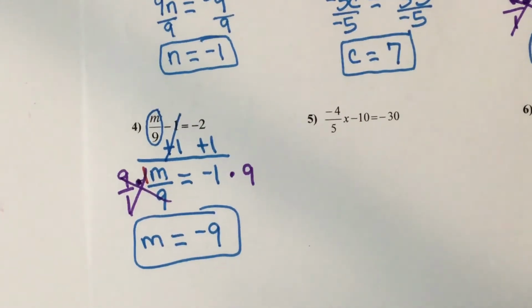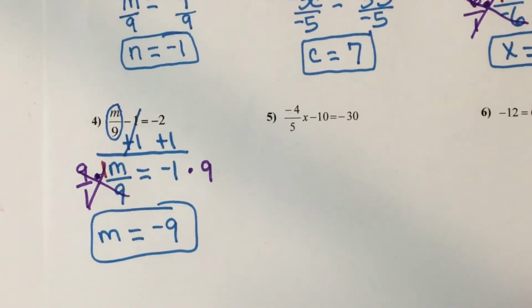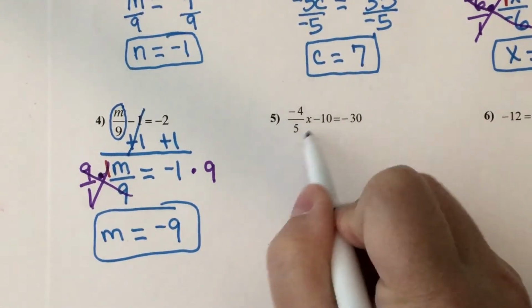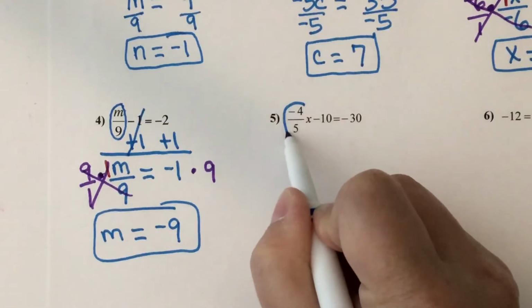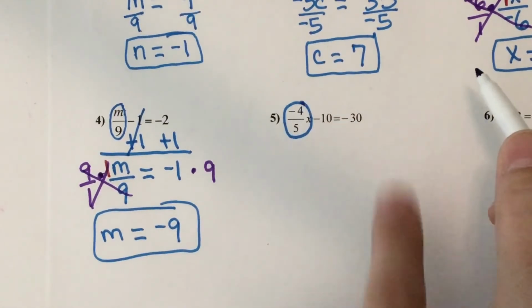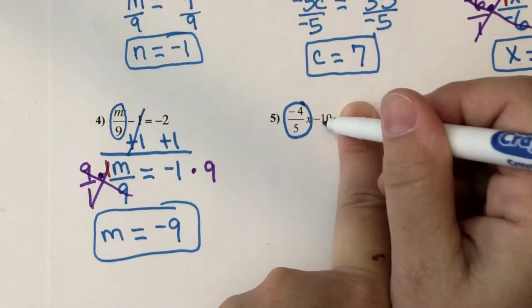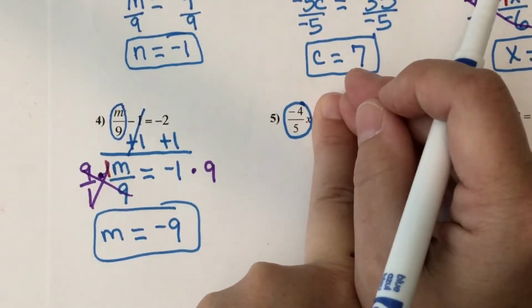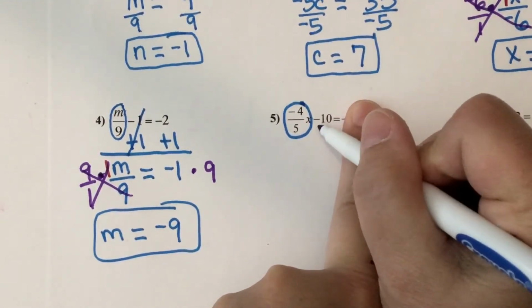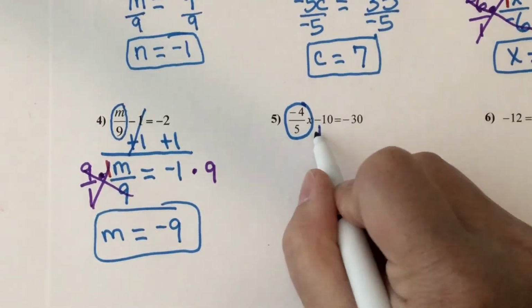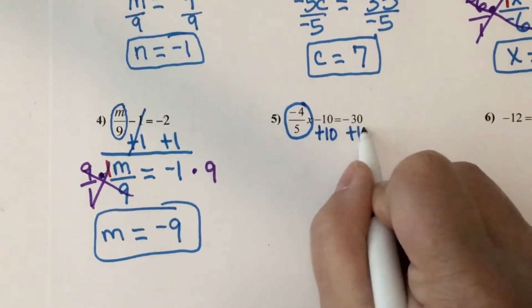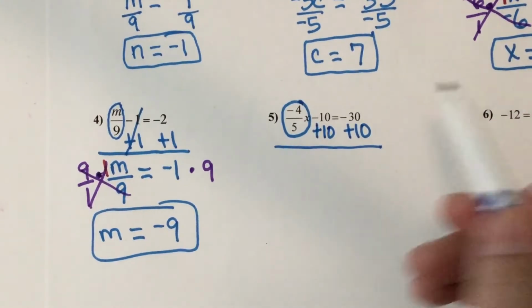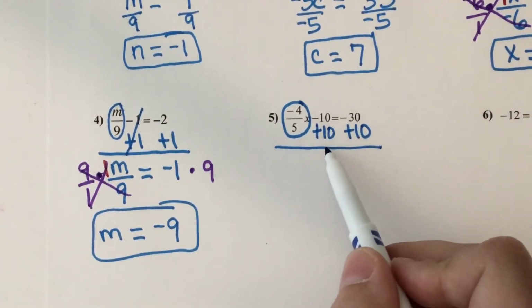Okay, looking at number 5. So once again, whatever is smushed with this variable or divided with it, I'm saving that for the last step. So I'm going to get rid of what's next to it. So I need to make this go away. So to zero it out, I get rid of subtraction of 10 by doing the opposite and adding 10. So I'm going to add 10 to both sides. That way, negative 10 plus 10 is 0.